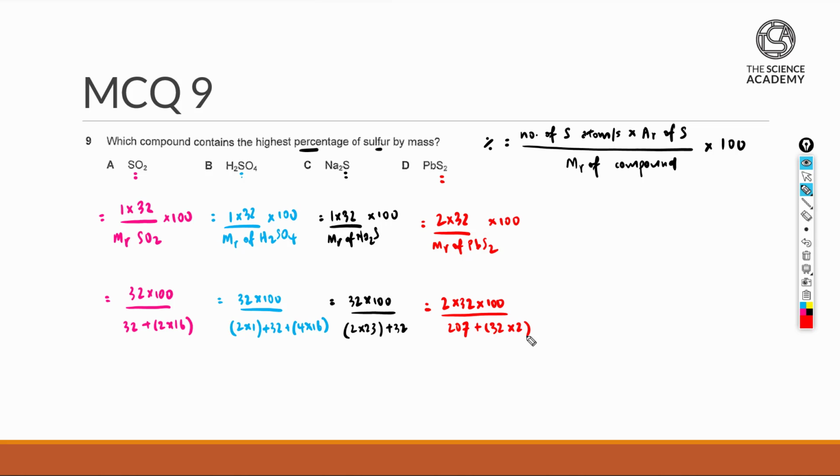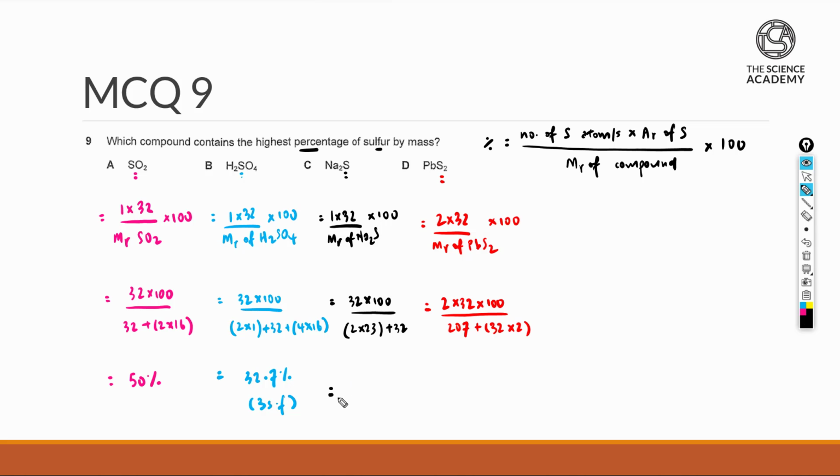So for the first one here, for my SO2, the value that we will be obtaining will be 50%. For the second, for sulfuric acid, we'll be obtaining the percentage value of 32.7%, and this is to 3SF.